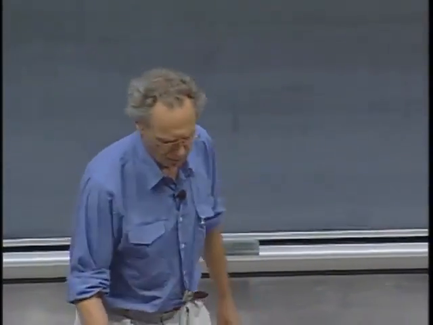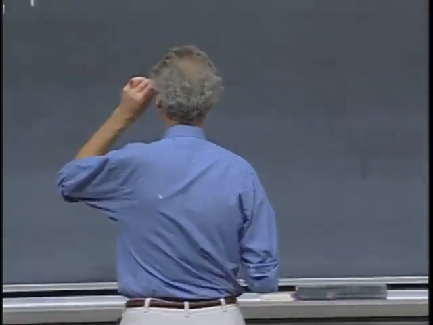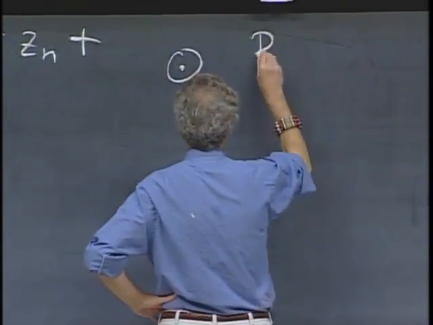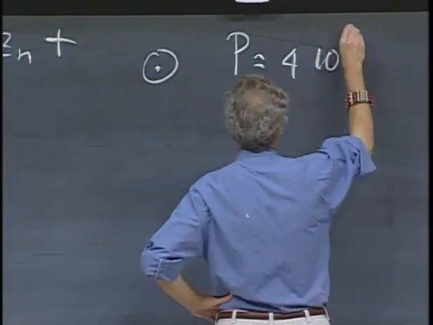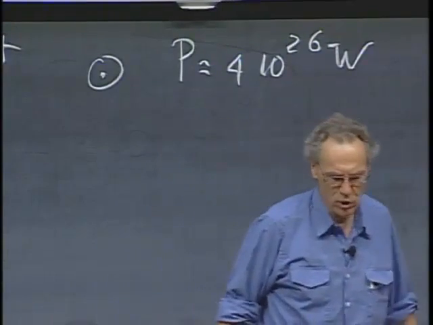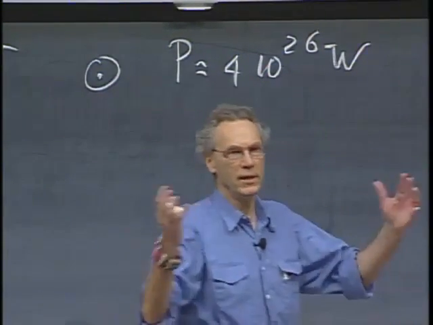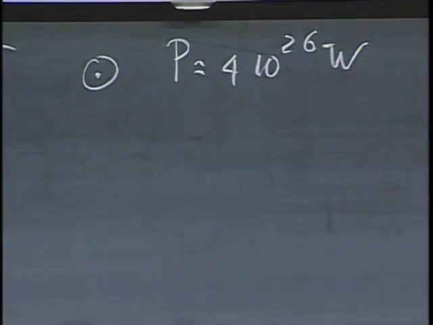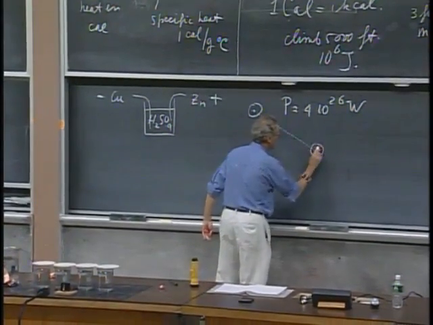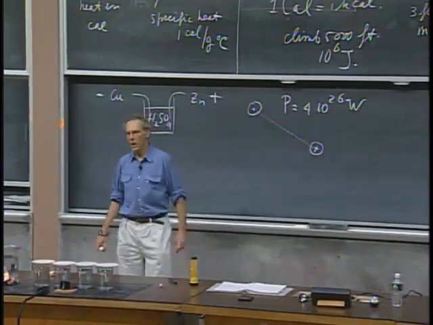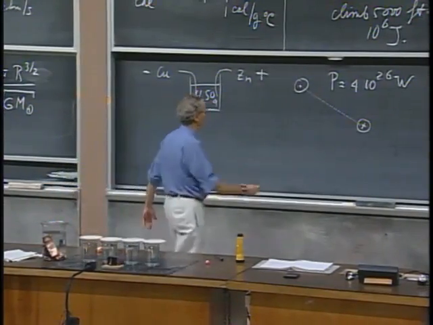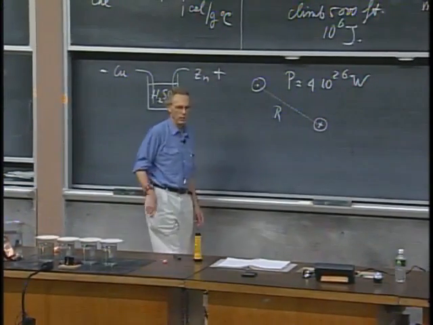The sun is a wonderful source of energy. The sun has a power of 4 times 10 to the 26 watts, 4 times 10 to the 26 joules per second, mostly in the visible light and some in the infrared. If the sun is here and the Earth is here, then you can calculate how much of that energy reaches the Earth at the distance of the Earth. So you have to know the distance, which we know is 150 million kilometers.